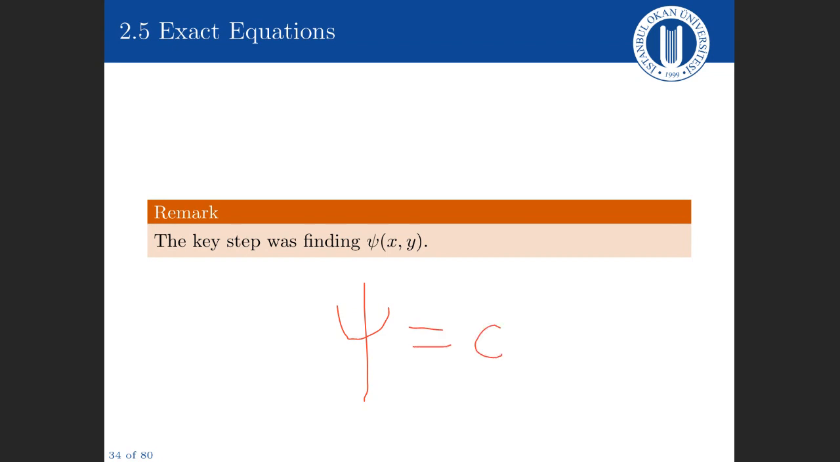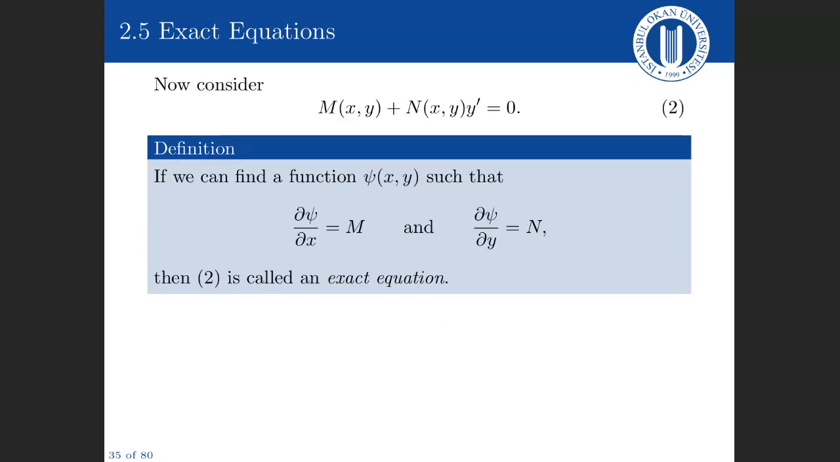So how do we find the function psi? Consider this differential equation: M, a function of x and y, plus N, a function of x and y, times y prime is equal to 0. If it's possible to find the special function psi such that psi_x is equal to M and psi_y is equal to N, then equation 2 is called an exact equation.